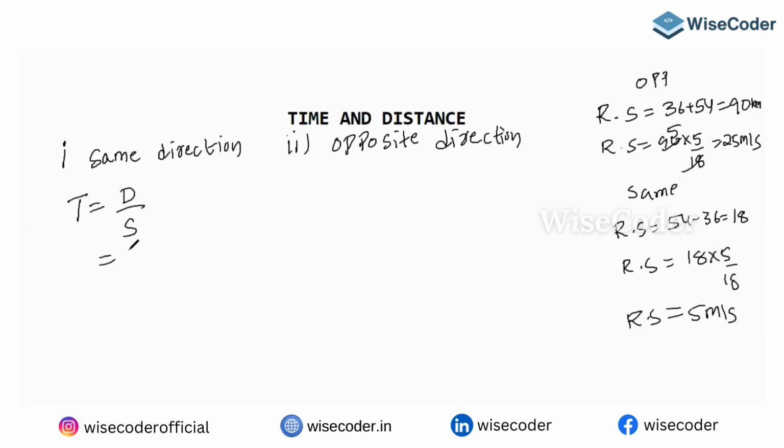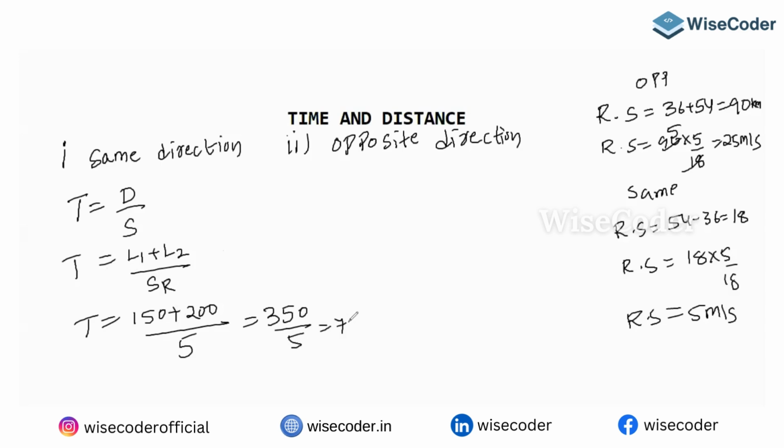What distance do we have to take? Length of the train 1 plus length of the train 2, divided by speed. Which speed, guys? Relative speed. So one is 150, the other one is 200, divided by speed. The speed here in the same direction is 5. So 350 divided by 5 gives you 70 seconds.